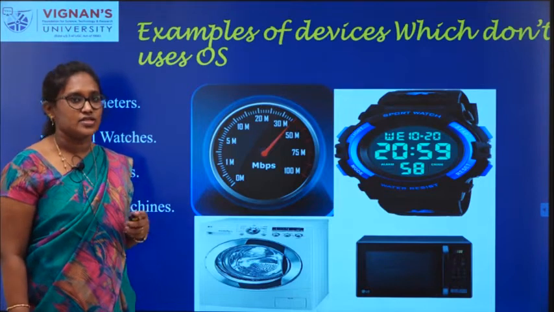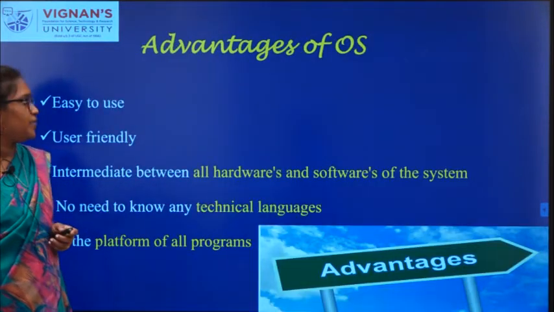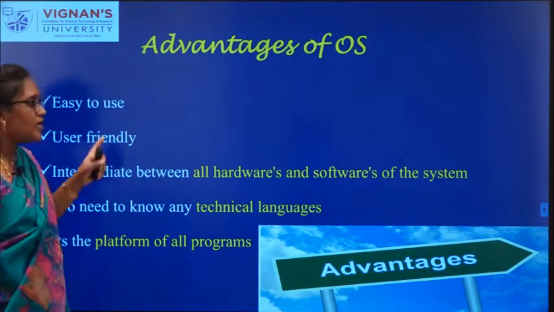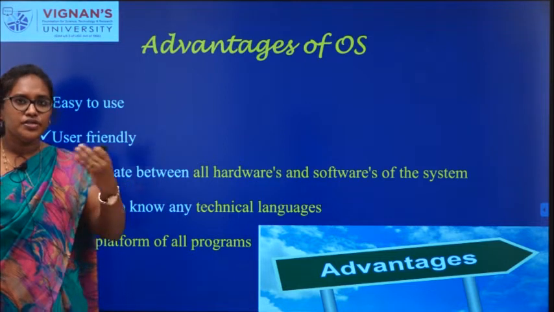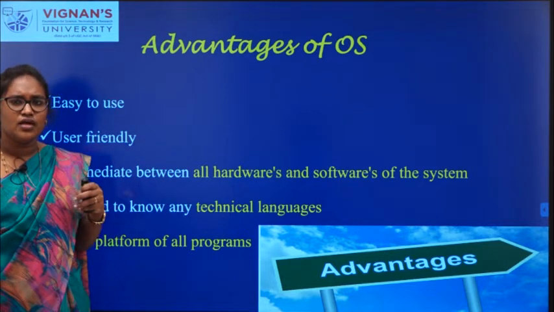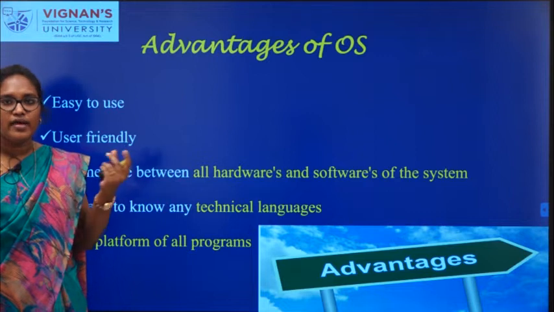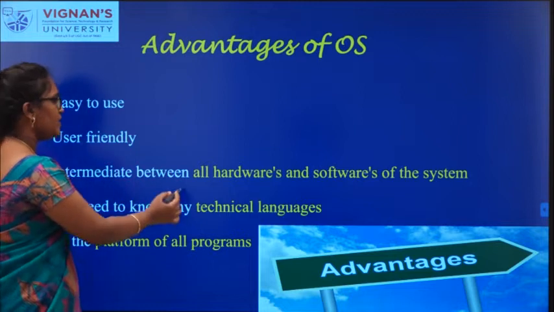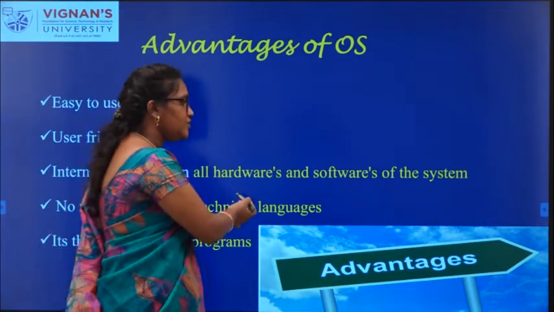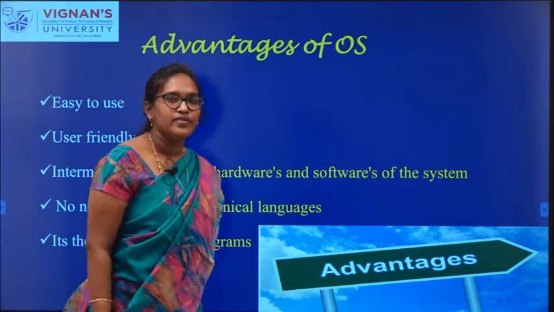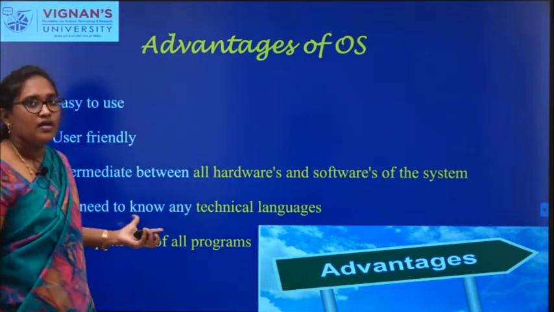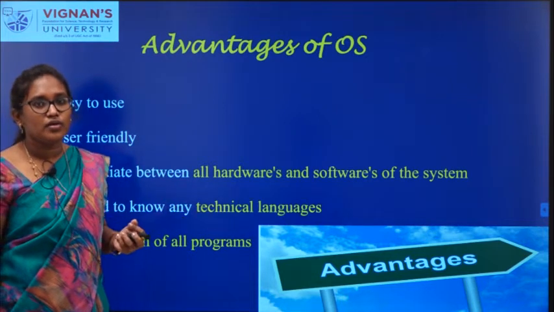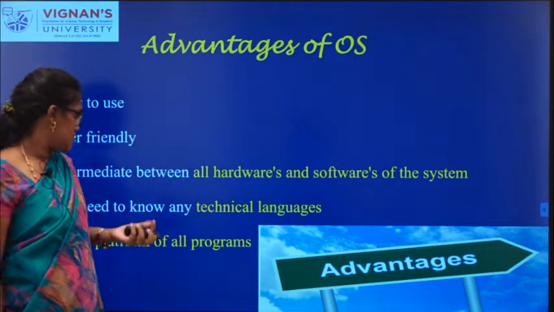end of this session. Next one, advantages of operating system. Ease of use. What is ease of use? Just because you have an operating system, you need not learn anything, because the operating system will display everything to you and it provides the communication to you, right? User friendly. Next one, it acts as an intermediate between the hardware and software of a system. Next one, another very big advantage is no need of having technical knowledge.